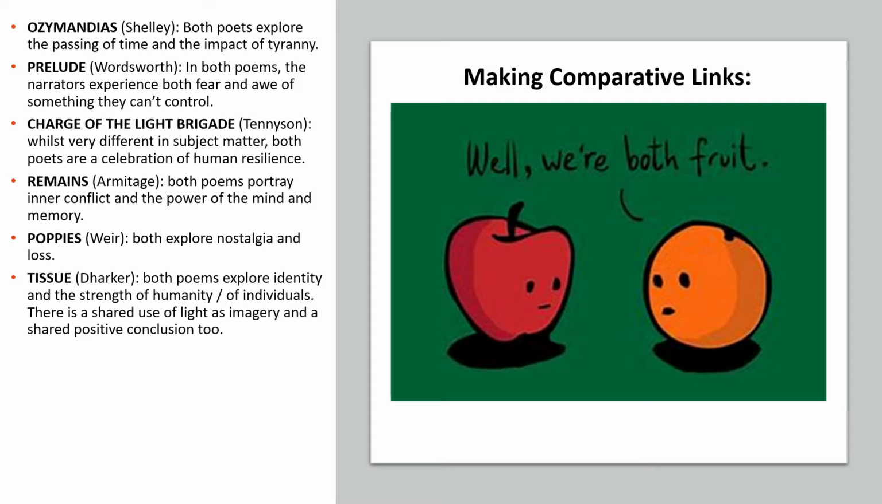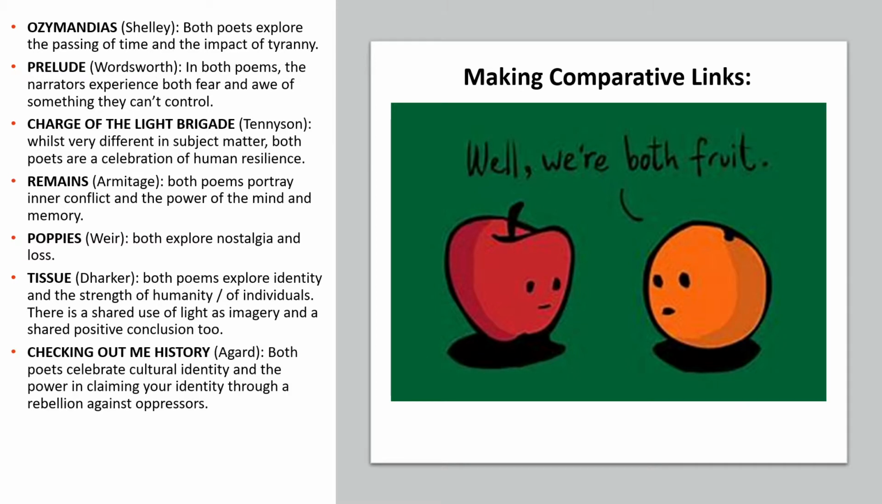And then Tissue, Darker, both poems explore identity and the strength of humanity, the strength of individuals, and how that identity is such a central part of who we are as humans. There's also, really interestingly, that shared use of light as imagery, and both have this very positive conclusion in spite of covering some quite sad, difficult themes.